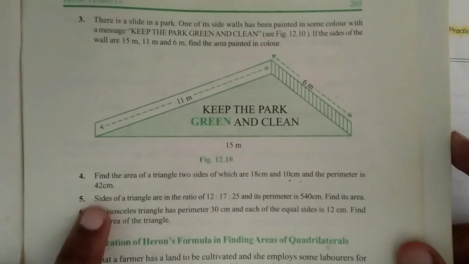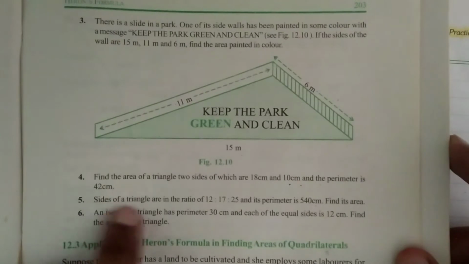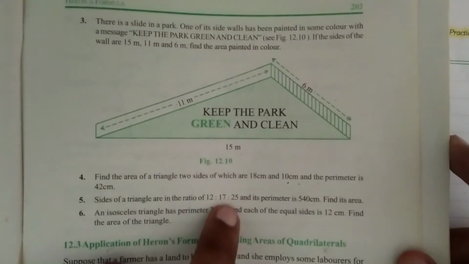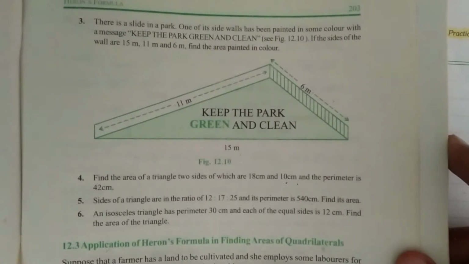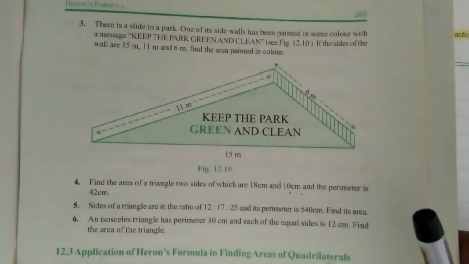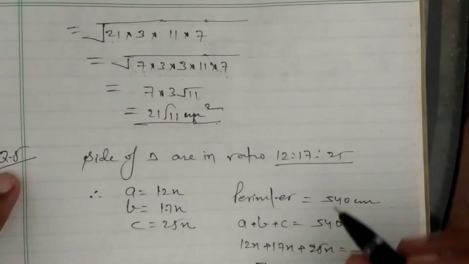In centimeter square. Question number 5 of exercise 12.1 is, the sides of a triangle are in the ratio 12:17:25 and its perimeter is 540 centimeter. Find its area. So you can see here that the sides of the triangle are given in the ratio.